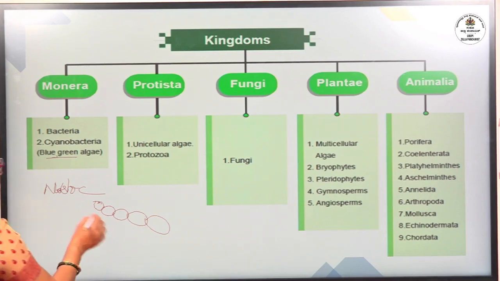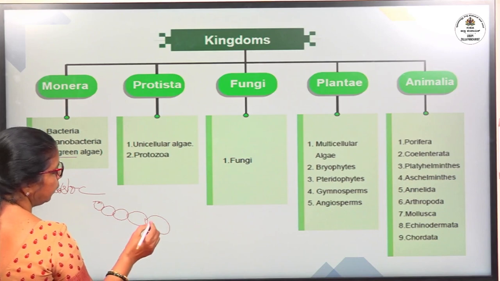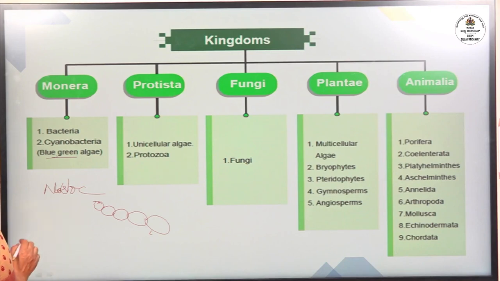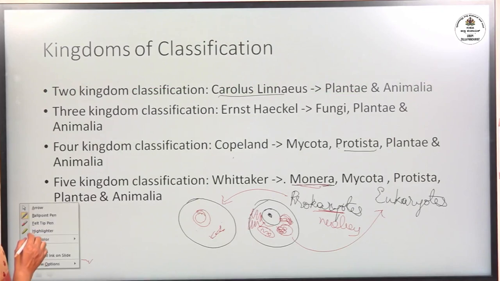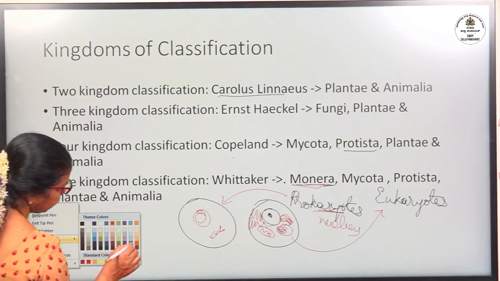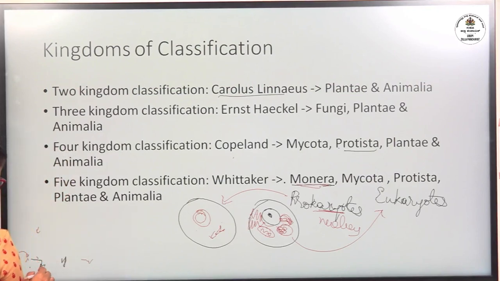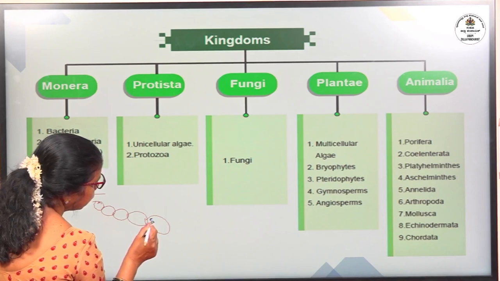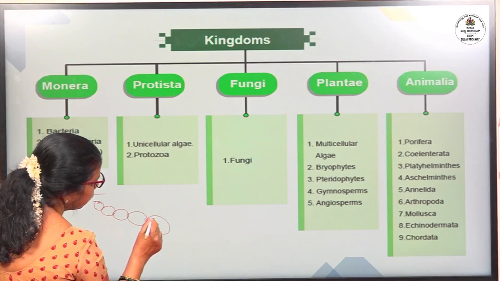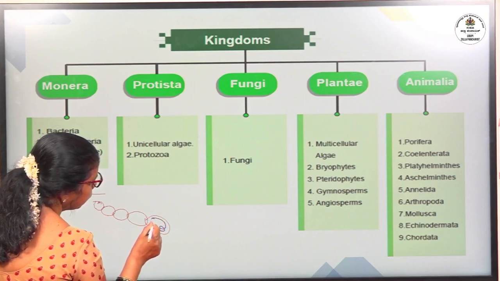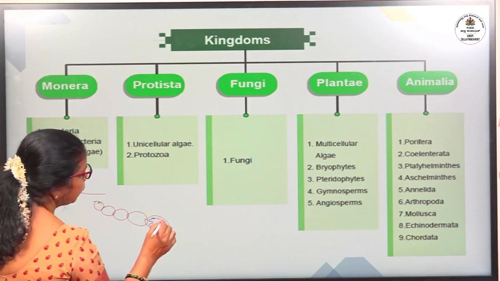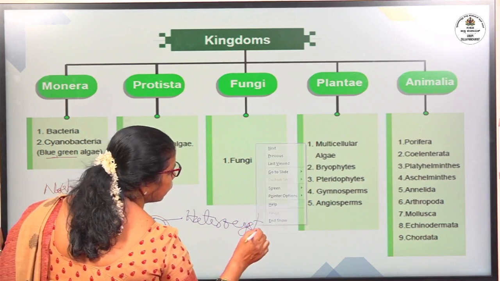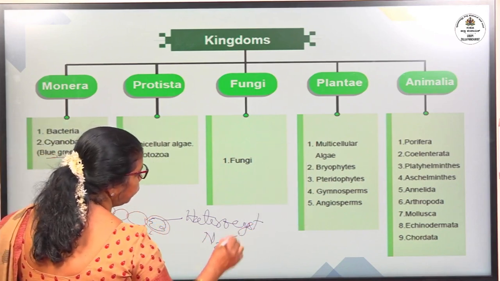So different unicellular prokaryotic cells are united together, and some cells, so in this, these are nothing but heterocysts. So this is meant for nitrogen fixation.